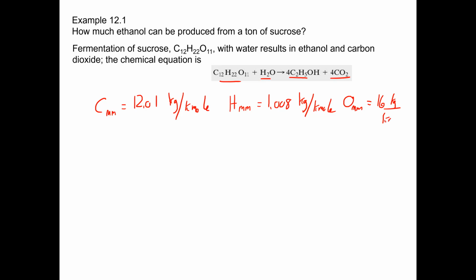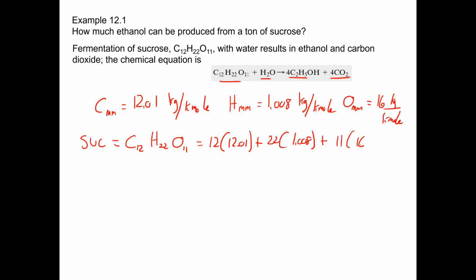With that, what we're going to do now is find the total molecular weight of sucrose. That'll be C12H22O11. So we'll go ahead and do that: 12 times the molecular weight of carbon, plus 22 times that of hydrogen, plus 11 times that of oxygen. That would give us a molecular weight of 342.3 kilograms per kilomole.